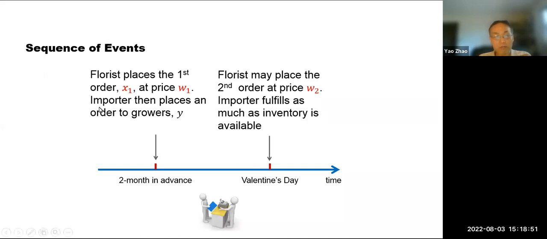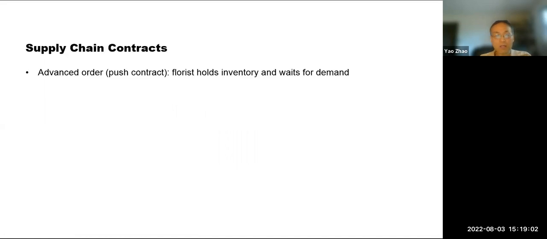So as you can see, if the supply chain partners negotiate different X1, W1, or W2, you're going to come out with different types of contracts. For example, if there's only the first order, the advance order, and no second order, that is the push contract. The florists will hold inventories and wait for demand, and there will be no second order.